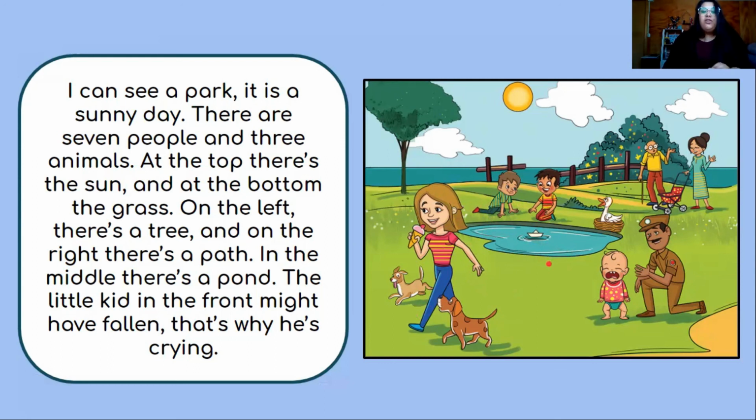Entonces, de esa forma vamos a describir una foto, siempre fijándonos en what I see. Where is it? Is it in the park, a house, a school? And then I'm going to start saying what I see. I'm going to start counting what is at the top, at the bottom, in the middle, in the background, in the front, on the right, and on the left.